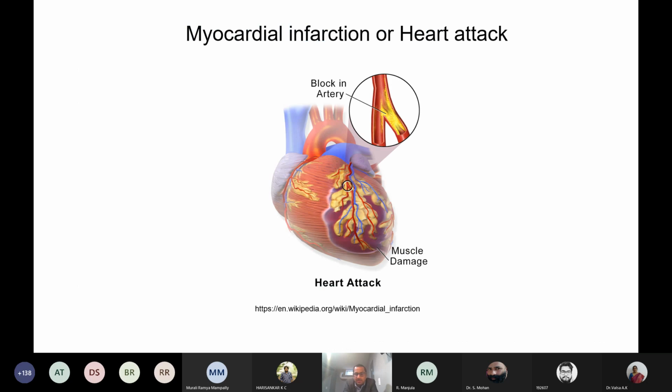So, as I mentioned, our lab is majorly focused on a specific disease model. We have mouse models of this disease, and as you know, myocardial infarction is one of the leading causes of death all over the world.